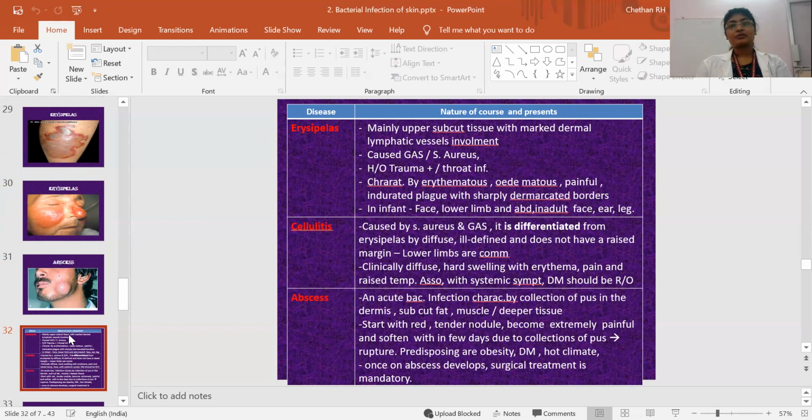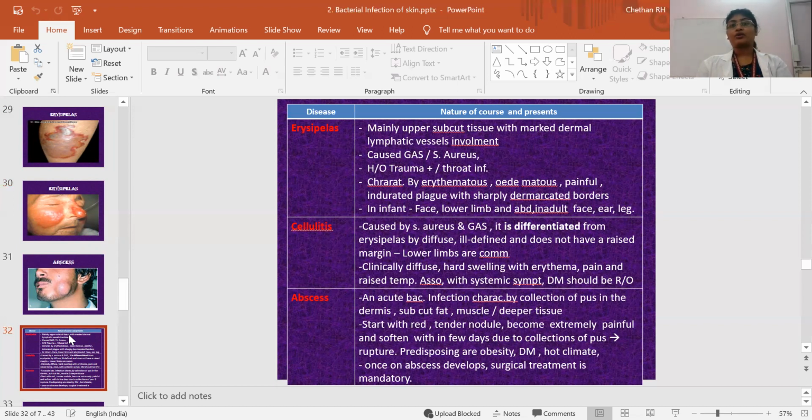In infants, it will manifest on the face, the lower limb, and the abdomen, and in adults, it usually involves the face, ears, and legs. Coming to cellulitis, it is caused by Staph aureus and GAS. It is differentiated from erysipelas by the diffuse, ill-defined, diffuse hard swelling with erythema, and pain will be present.